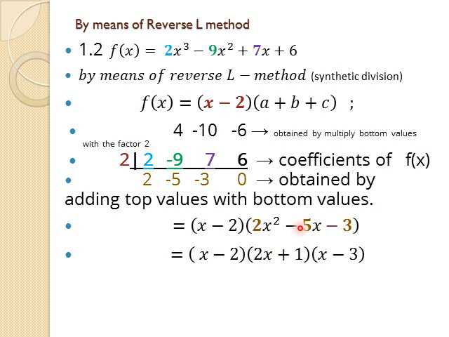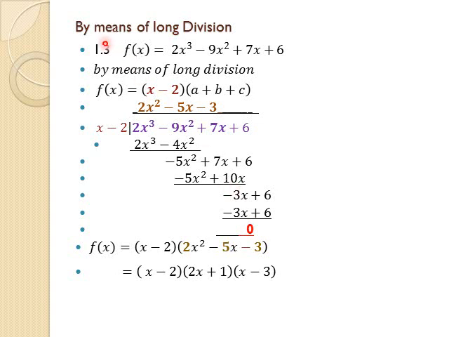Right, so that's via synthetic division, one of the learner's favorite ways of factorizing a cubic equation. And there's still old school long division. Now by means of long division, we have f(x) equal. By now we know that x minus 2 is a factor, or in this case the divisor. So x minus 2 into 2x cubed minus 9x squared plus 7x plus 6.